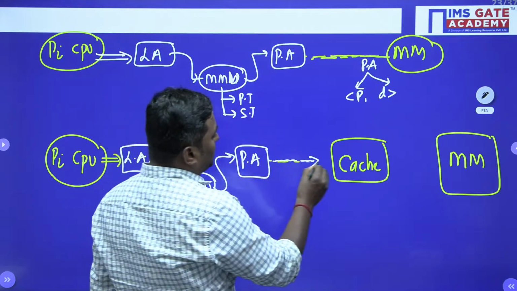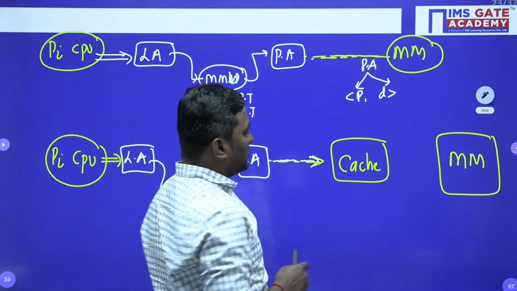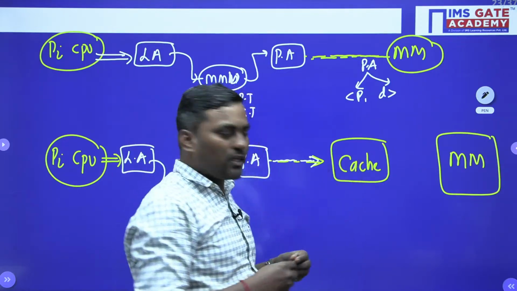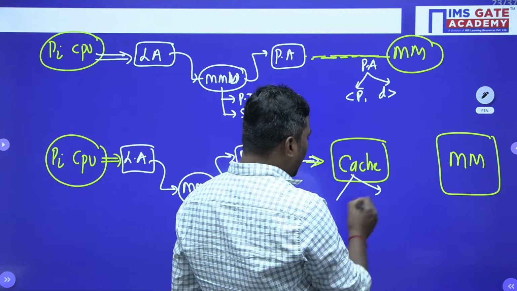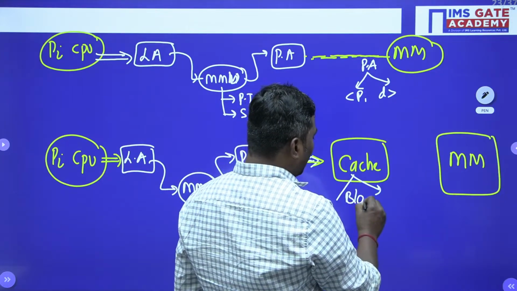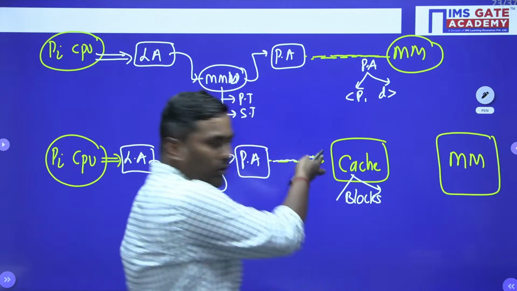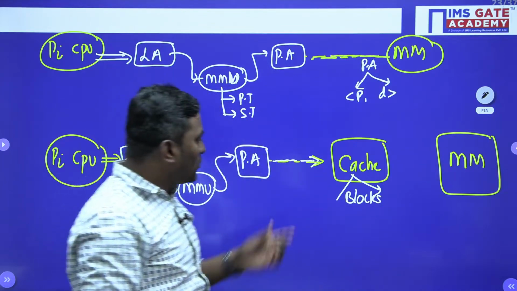Whenever a reference comes here, the physical address, how is cache organized? Cache is organized block-wise only, right? Blocks-wise. So far we have seen block-wise. So now what to do?